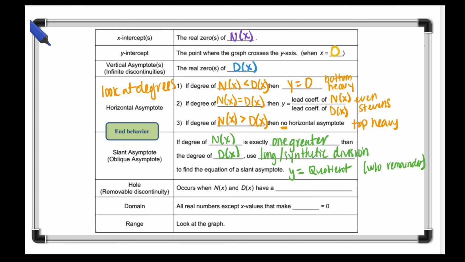You can also have something called a hole, that's your removable discontinuity, and that occurs when your numerator and your denominator have a common factor. So again, it is also helpful to make sure you factor everything first.